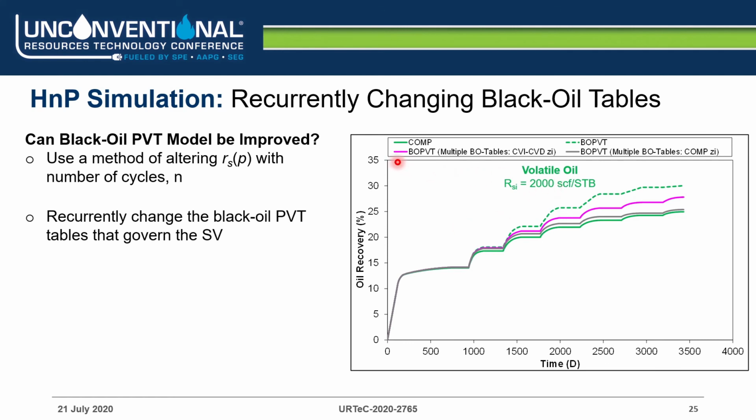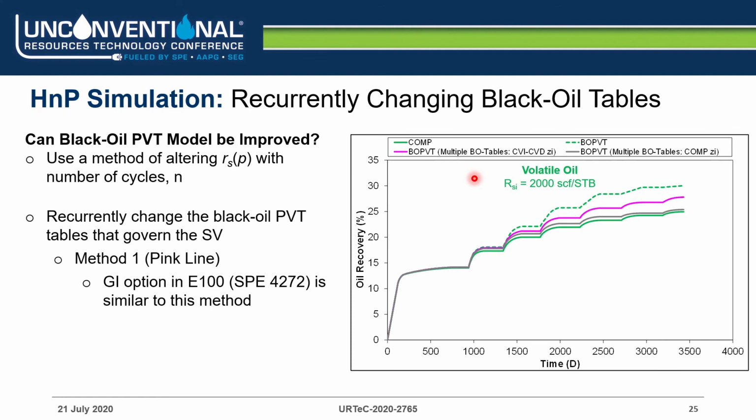And the result of that can be shown for the pink line and the gray line, where the two lines are where the compositions we've used to generate the black oil tables are found in 2 different ways. Method 1 is a fairly simple one, and it mimics quite closely what you would get if you used, for example, the GI option in Eclipse 100. And method 2 is, of course, you see it's almost on top of the compositional one, but to obtain that degree of accuracy, you actually have to do a compositional run because you need the oil compositions extracted from the compositional simulation. So you're sort of back to square one then.